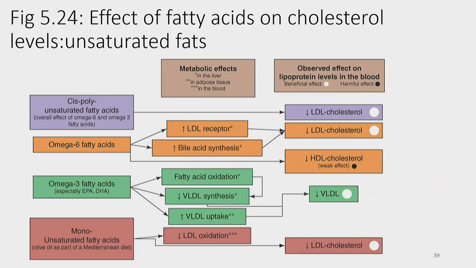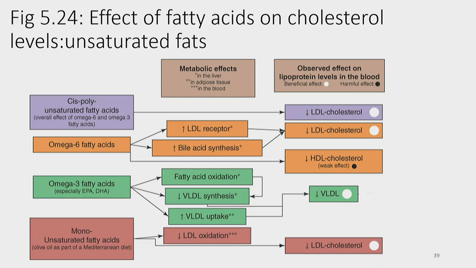The different types of fatty acid in our food include the polyunsaturated fatty acid. In general, the unsaturated fatty acids are healthy because they reduce the LDL cholesterol level. We have different types of polyunsaturated fatty acid. The first one is the omega-6. The omega-6 increases the LDL receptors on the liver surface, which means more clearance of LDL from the blood, which will result in a decrease of LDL cholesterol.